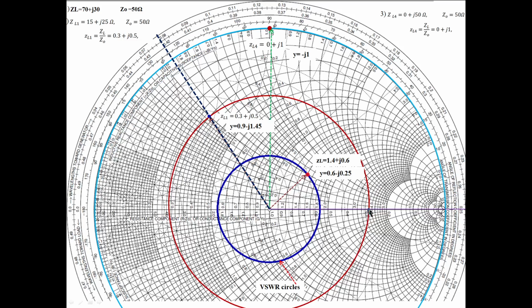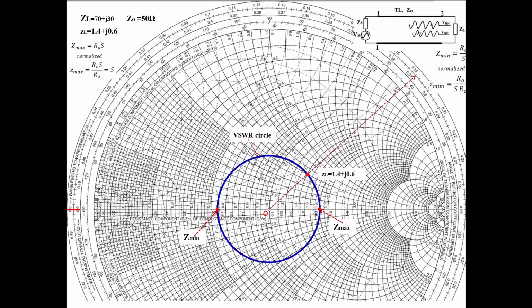So the value is 3.8 because the reactance value is 0 again at this position. 3.8 is the normalized value. Multiply that by Z naught, and you will get the exact value of impedance at this position. So the maximum impedance Z is real, as we said; the imaginary part is 0. Always Z maxima is R naught into S. We know R naught into S is an impedance. See, Z maxima is equal to R naught into S.